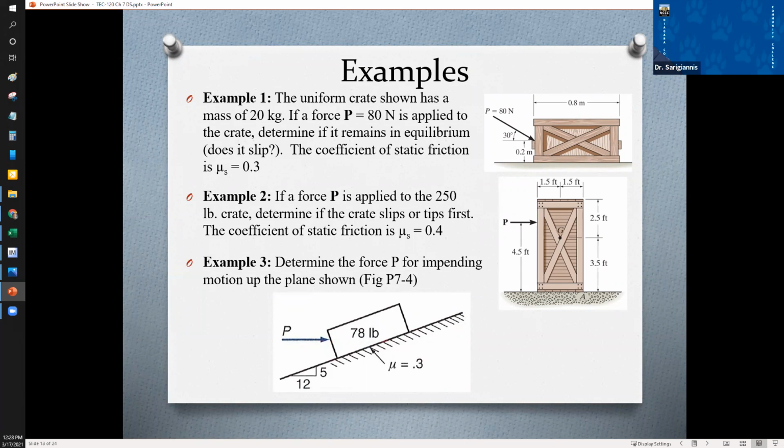The next thing you're given is the force, 80 newtons is applied to the crate, as shown, and determine if it remains in equilibrium or does it slip. The coefficient of static friction is given, mu(s) is 0.3. So mu(s) is what you're trying to overcome. You're trying to overcome the friction, the static friction.